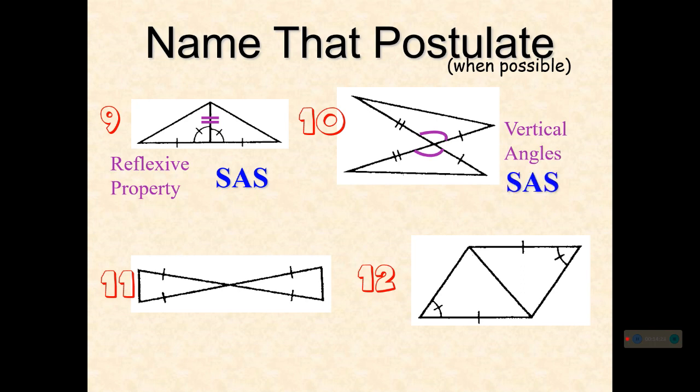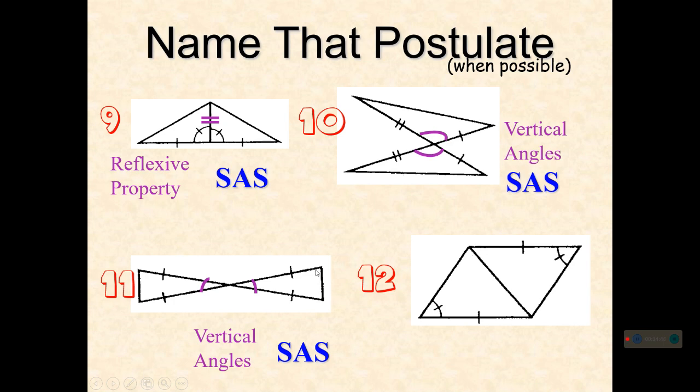Next, number 11. What markings do you need to add? And what property? Yes, you are going to use the property about the vertical angles again. So that's why you are going to use the SAS. SAS is correct.